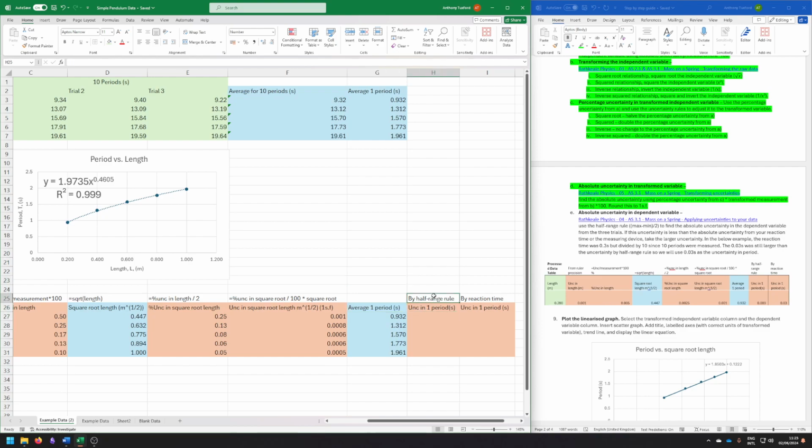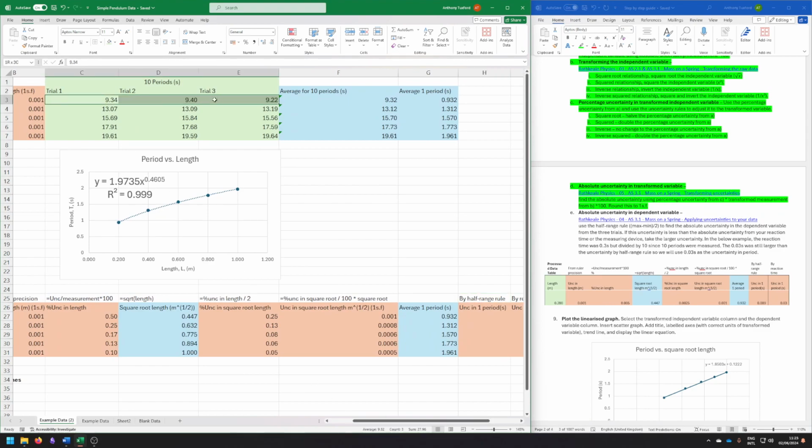So, half range rule. The half range rule is where you take the maximum measurement between your 3 trials, you subtract the smallest measurement, and you divide that answer by 2. In other words, from the average, what do you need to add to get the maximum value? What would you subtract to get the smallest value? And so the maximum, take away the smallest, divided by 2, gives you that uncertainty. You can do this by hand. So getting out your calculator, 9.4, take away 9.22, divided by 2.